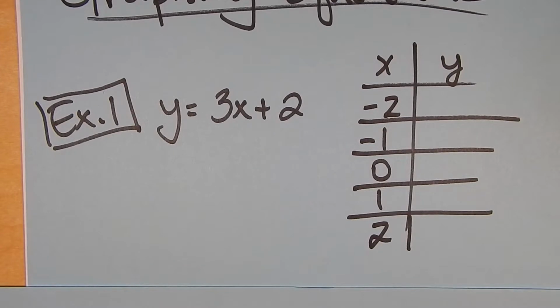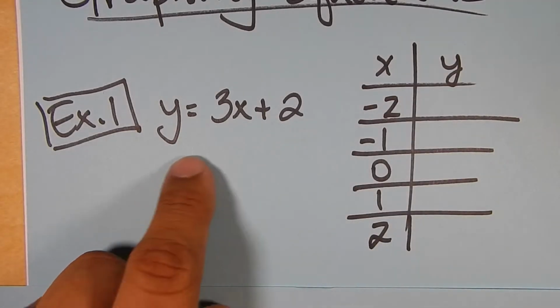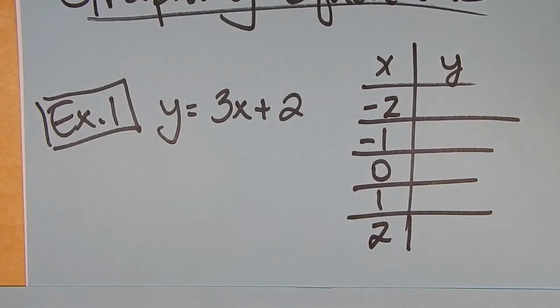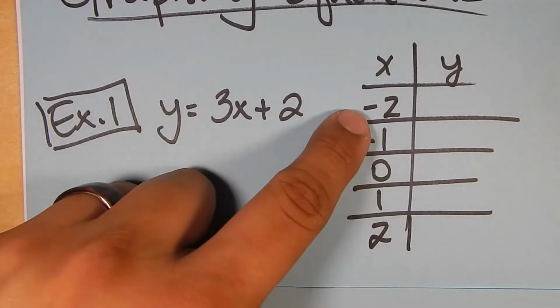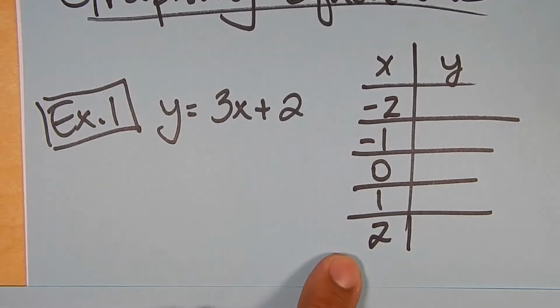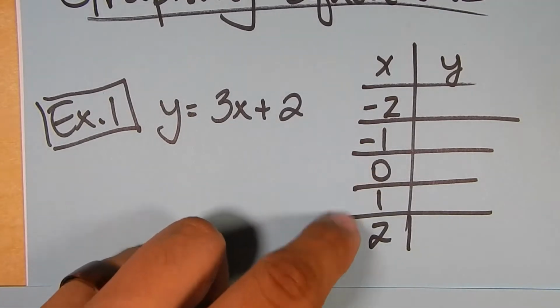So what we're going to do is some substitutions, and then solve for some values here. This is going to give us a bunch of different outputs. So the first step is we need to find some inputs. You'll notice that I've already got stuff written there: -2, -1, 0, 1, 2.